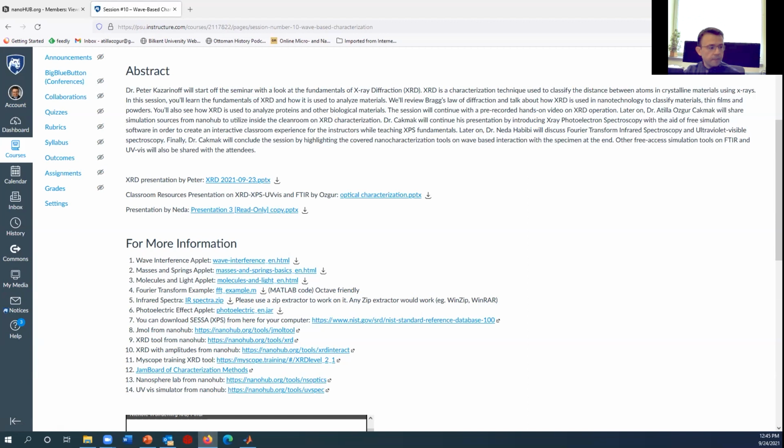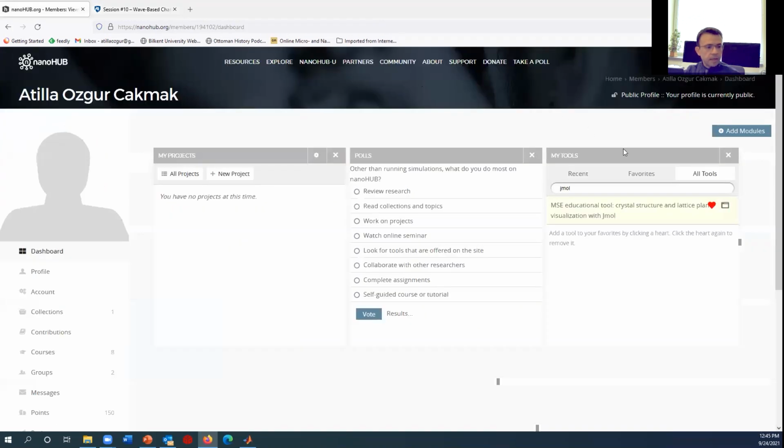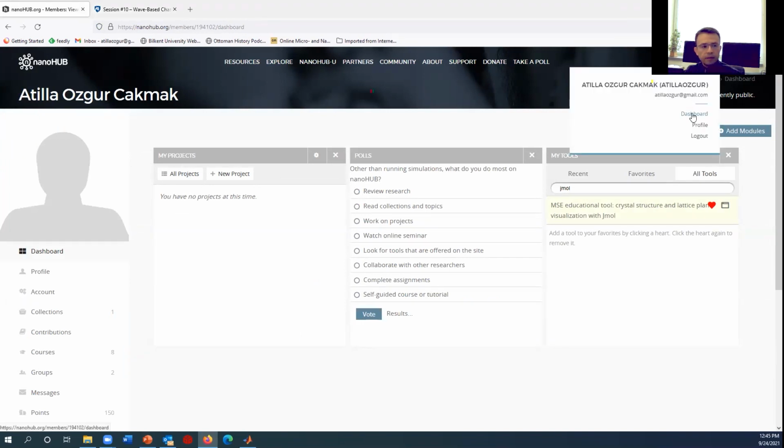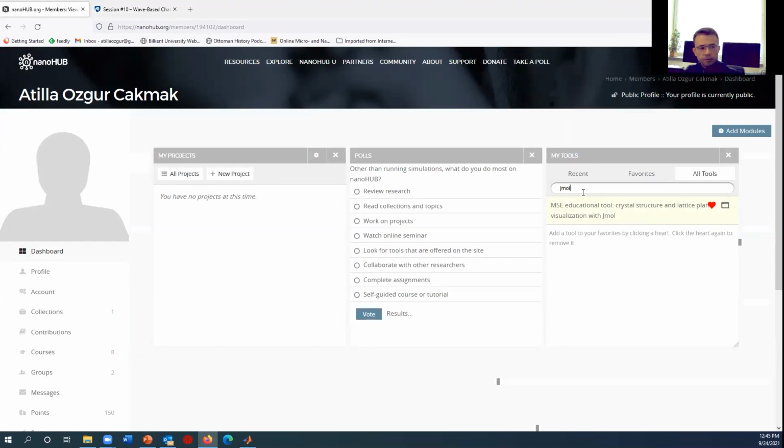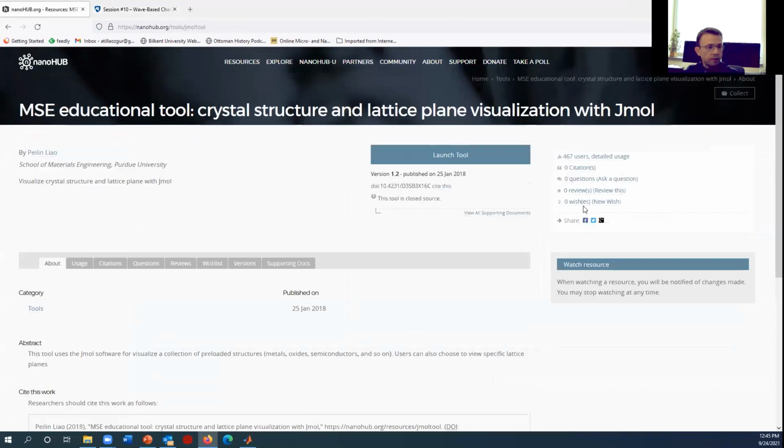Before that, sorry, it's going to be the JMOL, the crystal analysis, crystalline planes. So that's going to be here, JMOL analysis. So I'm going to go to that. I'm just going to log in, go to my dashboard, and search for JMOL, and this is the tool we're going to look into.